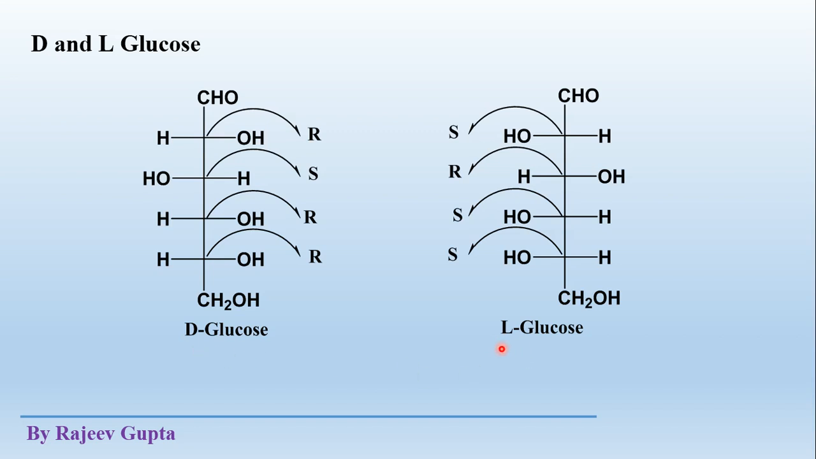This DL configuration is a relative configuration based on the parent member, glyceraldehyde, for this carbohydrate family, this sugar family. So these capital D and L are different, and small d and small l are practical values which come from the experiment of polarimetry, where d is for dextrorotatory and l for levorotatory, which are also called plus and minus.